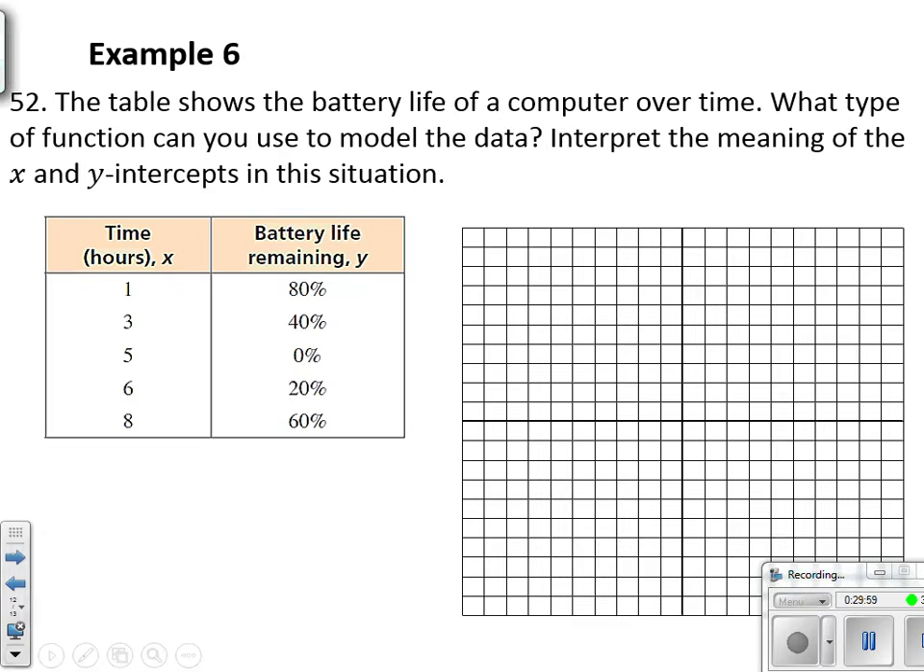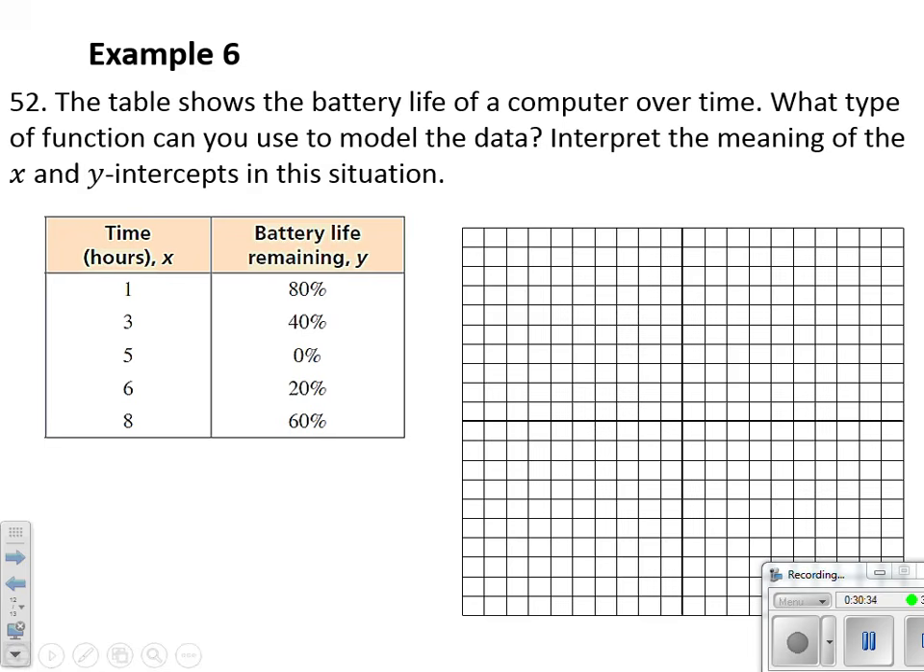Our last example, here we've got the battery life of a computer over time. What type of function can we use to model the data, interpret the meaning of the x and y intercepts? That interpreting the meaning is huge. I hear the question all the time, why are we learning this? When am I ever going to use this? The patterns behind it and knowing how to interpret these real life situations. Hopefully, as we go through this class, you'll find meaning in the math, and it really is a nice wake-up moment for why we've been learning all this.